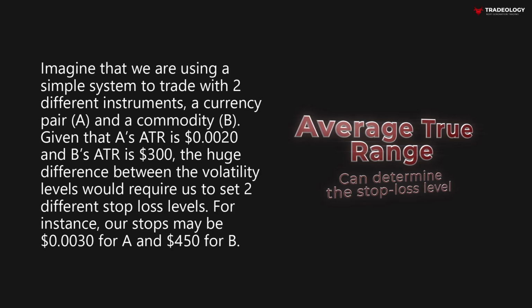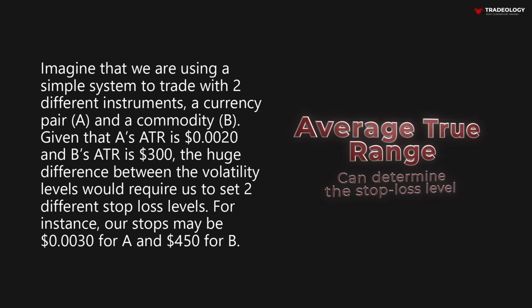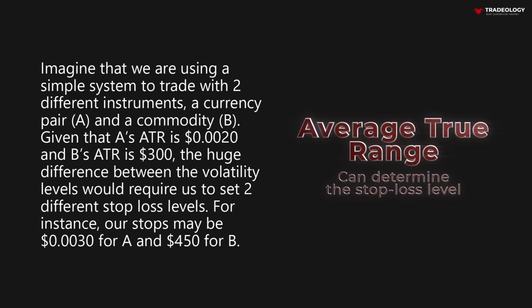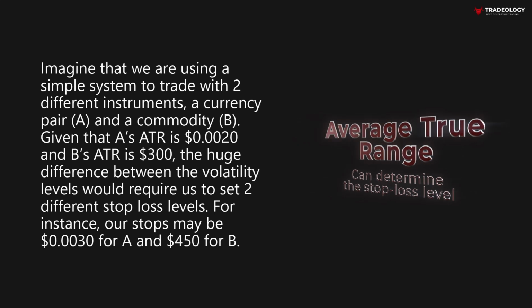Imagine that we are using a simple system to trade with two different instruments, a currency pair A and a commodity B. Given that A's ATR is $0.0020 and B's ATR is $300, the huge difference between the volatility levels would require us to set two different stop loss levels. For instance, our stops may be $0.0030 for A and $450 for B.